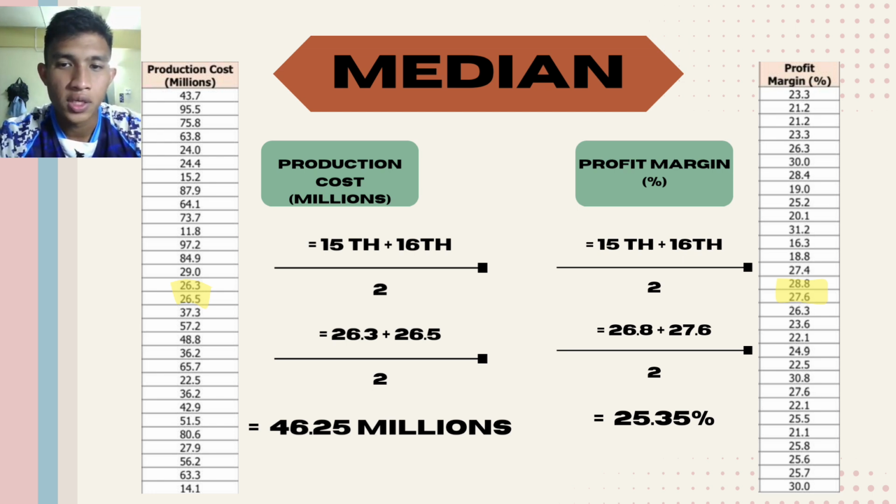For profit margin, same as the production cost, number 15 plus number 16 and then divided by 2. So 26.8 plus 27.6 divided by 2, the answer is 25.35%.